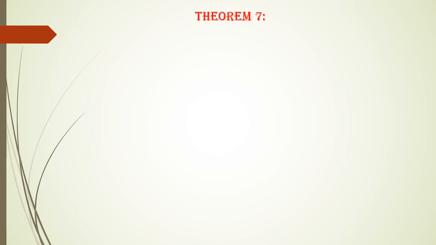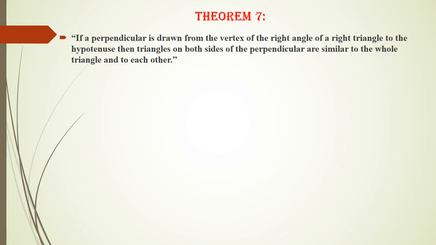First, theorem 7, that is, if a perpendicular is drawn from the vertex of the right angle of a right triangle to the hypotenuse, then the triangles on both sides of the perpendicular are similar to the whole triangle and to each other. Let us understand this with the help of a diagram.